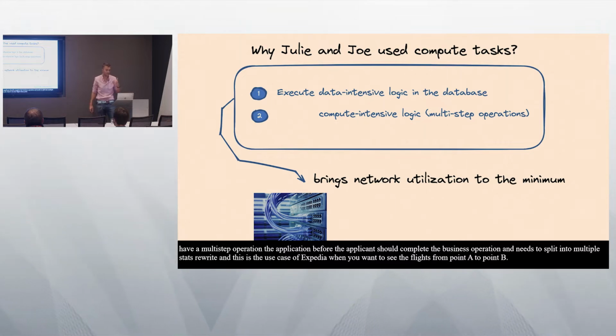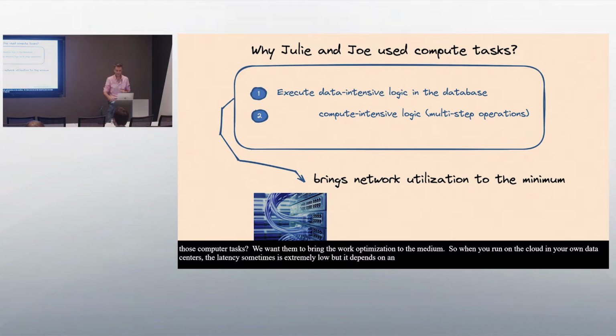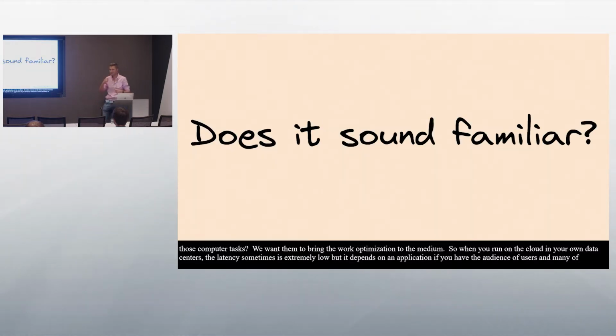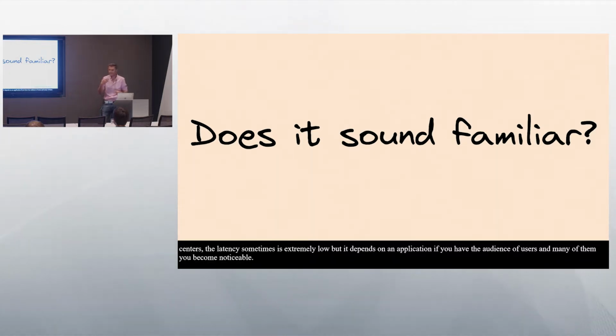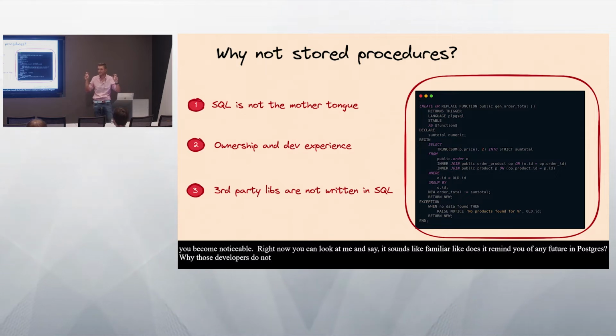But primarily, why do we need those compute tasks? We want to bring network utilization to the minimum, because even when you run in the cloud or in your own data centers, the latency sometimes is extremely low, but it depends on the application. If you have, let's say, thousands of users a minute, then the network impact will become noticeable. And right now you can just look at me and say, but this sounds familiar, right? Does it remind you of any feature in Postgres? Stored procedures. And the question is, why do those developers not use stored procedures? Why do they use some sort of compute tasks that extremely remind me of stored procedures?